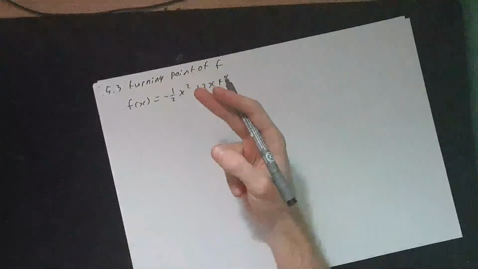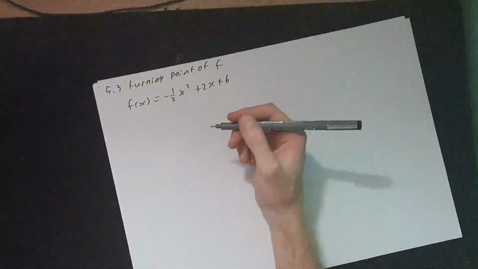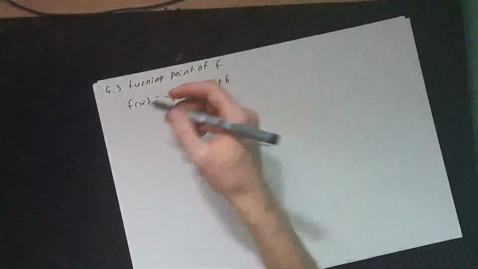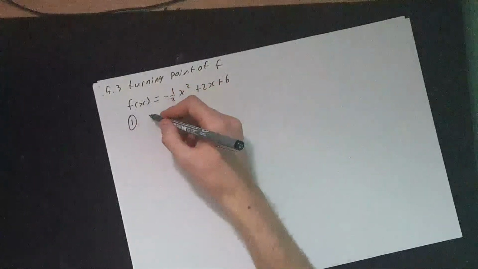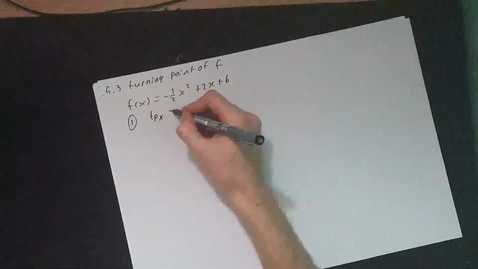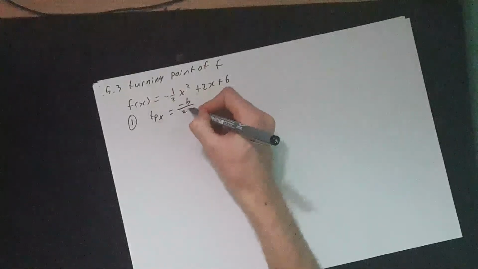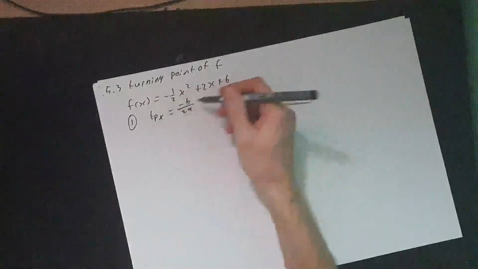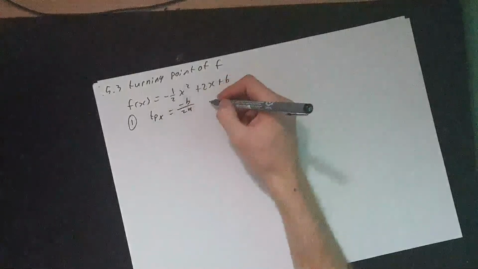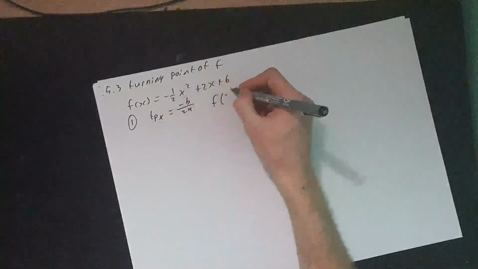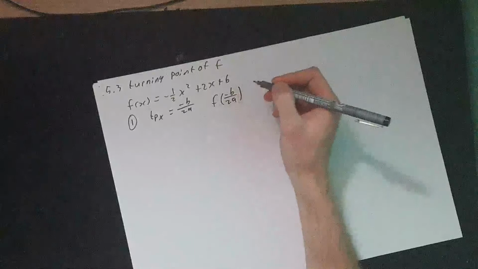Okay, so there's two ways we can do this. You need to be able to do both ways. Number one is using the turning point x coordinate equals negative b over 2a. We have the b value, we have the a value, and then you go and find f of negative b over 2a. So there's the first way.